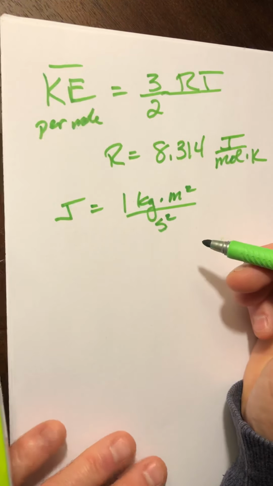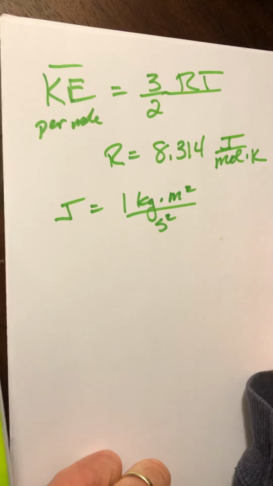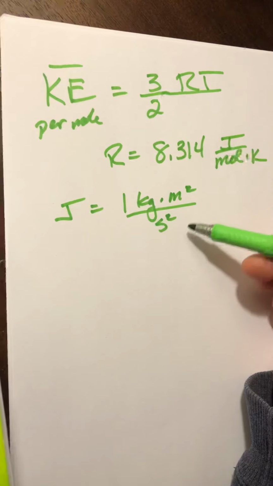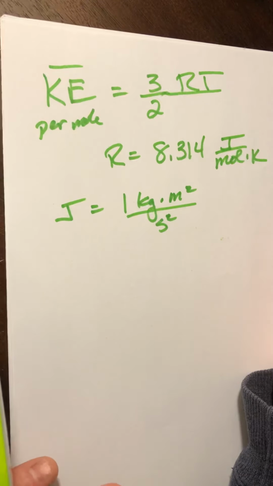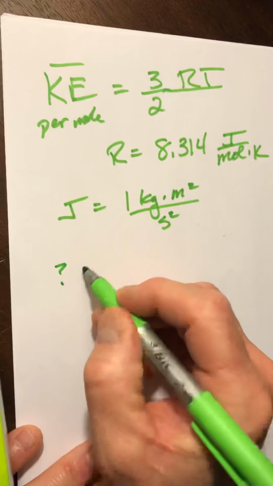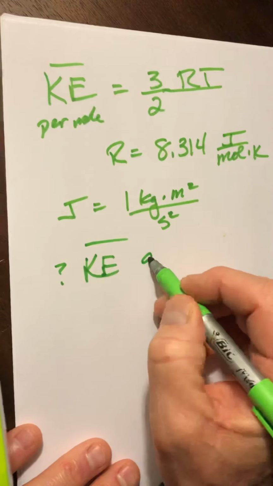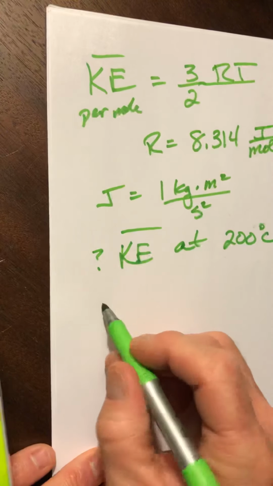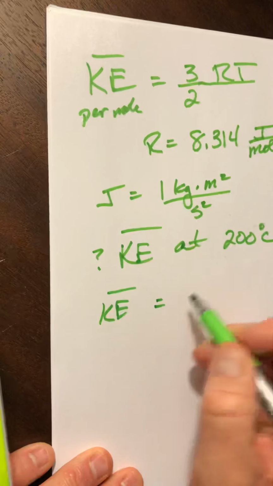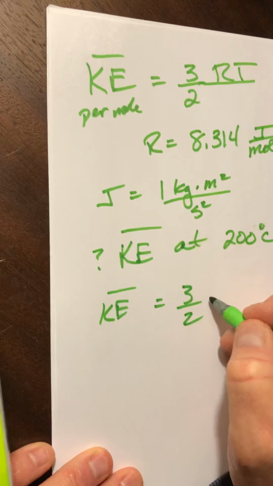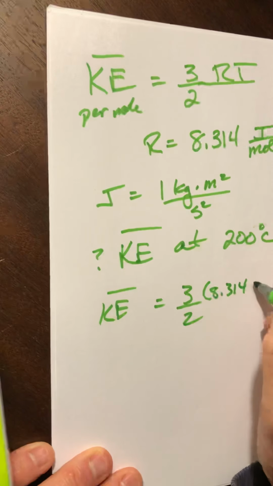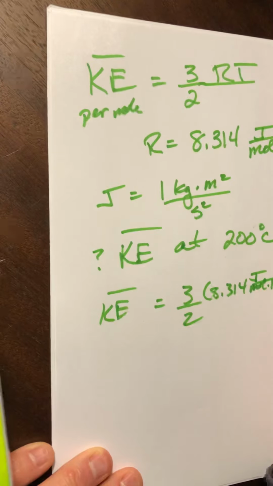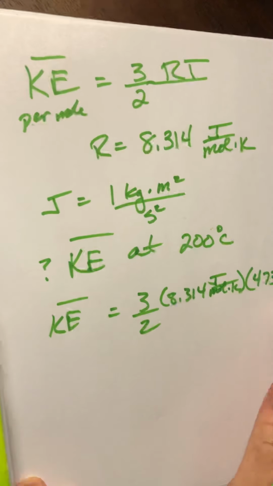When we go through and do the calculations, the only thing we're really going to cancel then is the kelvins, and we're just going to end up with joules, energy units, when we use this formula. So find the average kinetic energy of any gas at 200 degrees Celsius. KE bar equals 3/2 times 8.314 joules per mole Kelvin times 473 Kelvin.